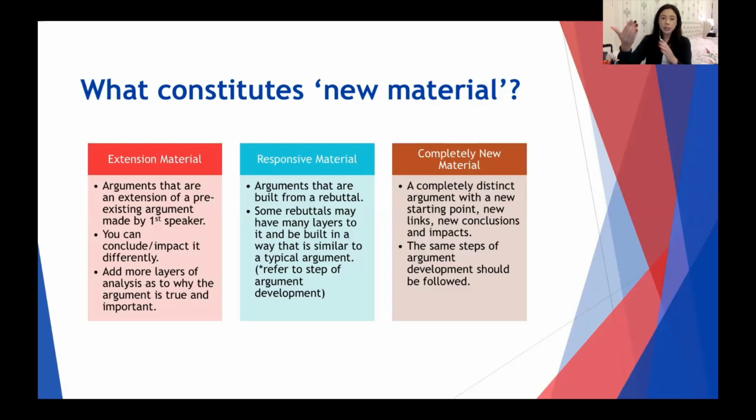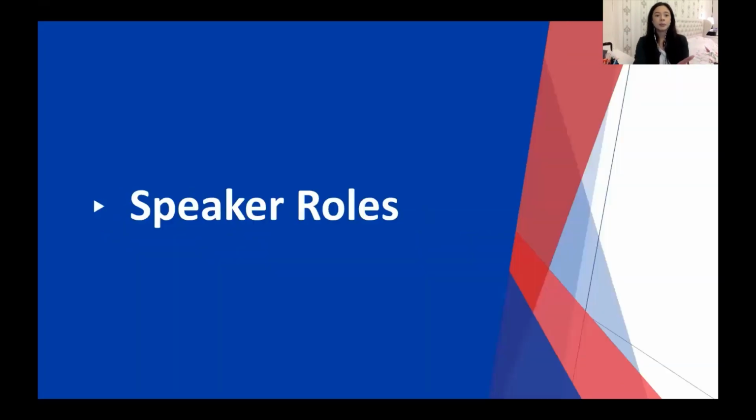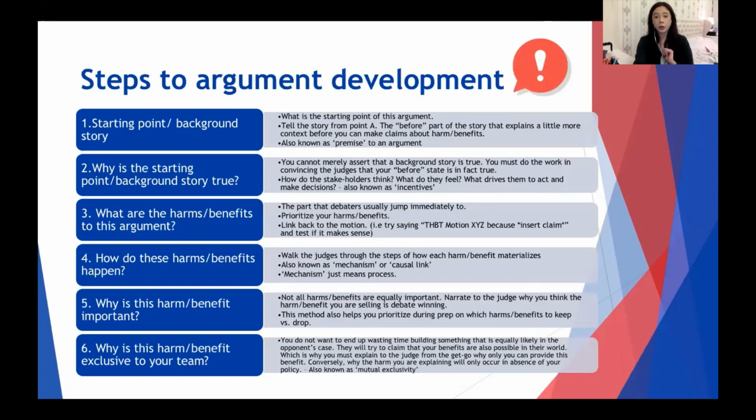Going on to responsive material. Now, responsive material are arguments that are built from a rebuttal, right? Because when you think about it, some rebuttals may have many layers to them and be built in a way that is very similar to a typical argument. So if I were to go back to the steps of argument development: what is your starting point? Is your starting point true? What are the harms and benefits? How do these harms and benefits happen? Why is it important and why is it exclusive? You can do the exact same thing for rebuttals, right? And this is a perfect way to translate rebuttals and make them new material.